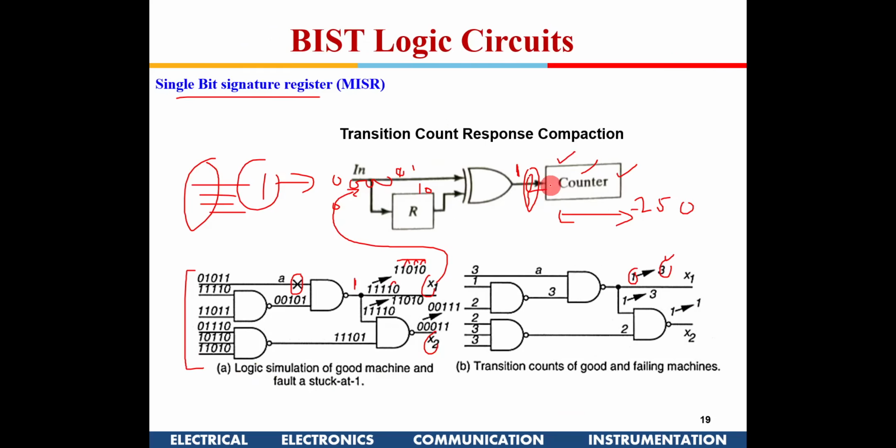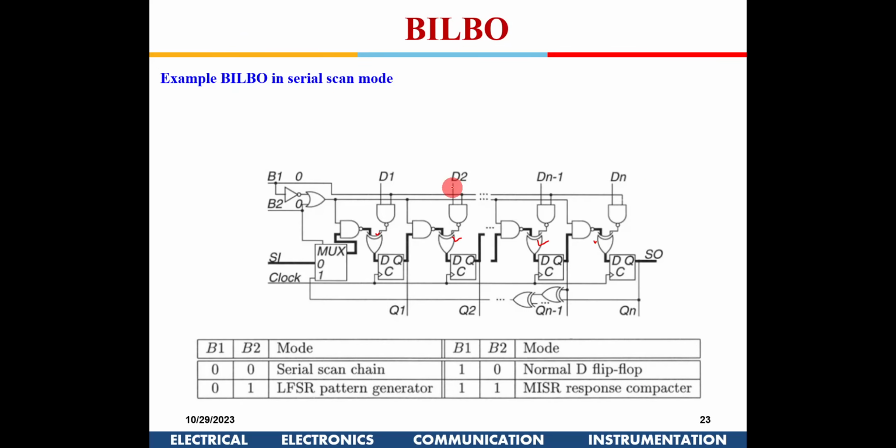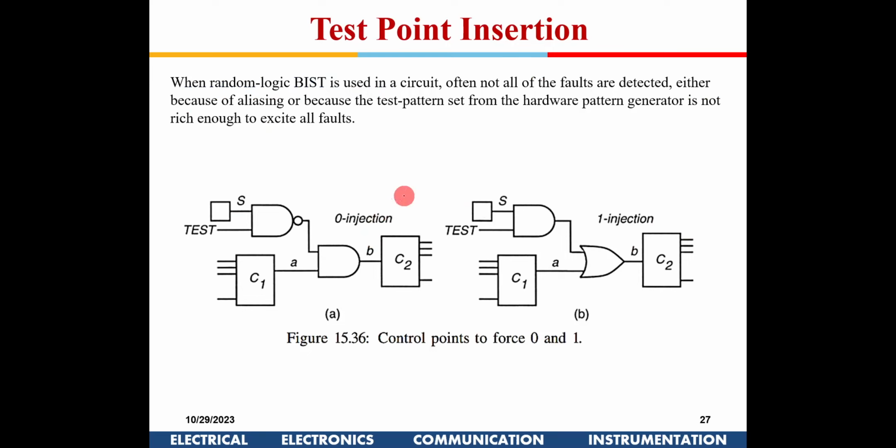So what is done here, although we covered it earlier also, is this. You have a random test pattern generator, which will generate the test patterns. But after doing that, if you want 100% coverage, you can inject a 0 or a 1 separately for 100%.